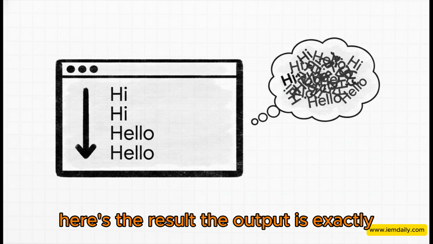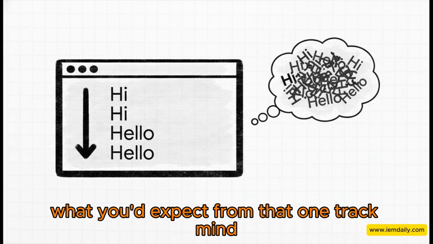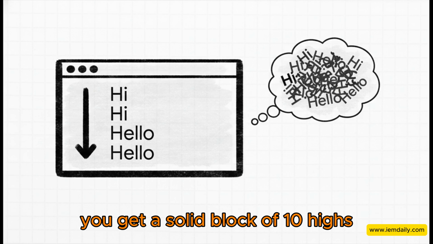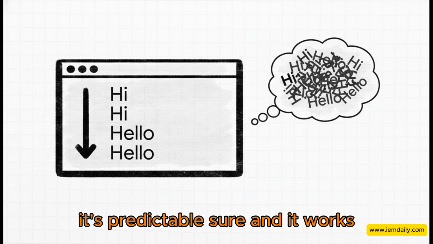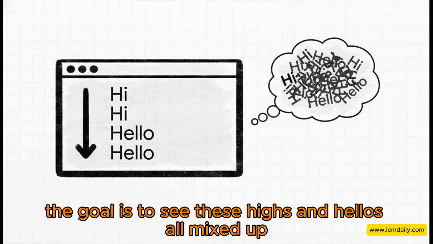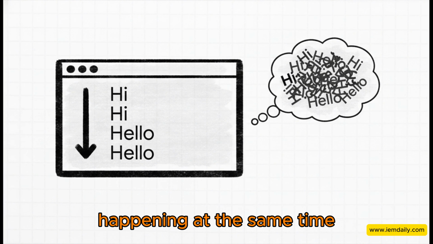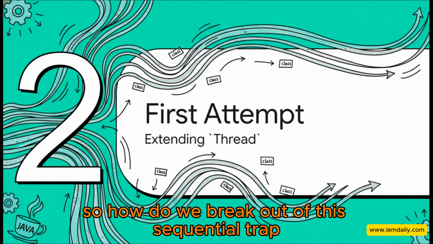And yep, here's the result. The output is exactly what you'd expect from that one-track mind. You get a solid block of 10 hi's, followed by a solid block of 10 hellos. It's predictable, sure, and it works, but it's not what we're after. The goal is to see these hi's and hellos all mixed up, happening at the same time. So, how do we break out of this sequential trap?